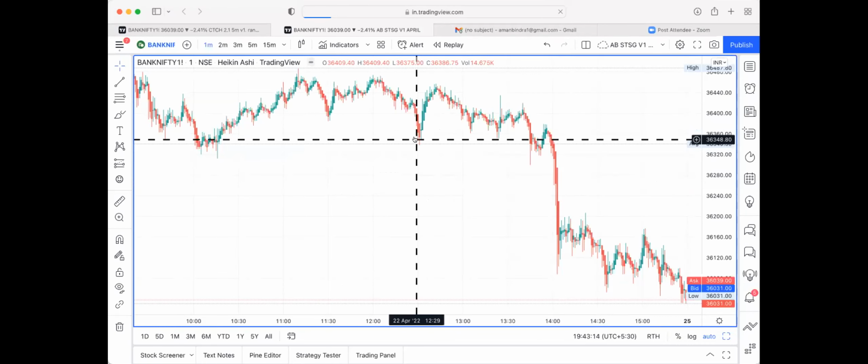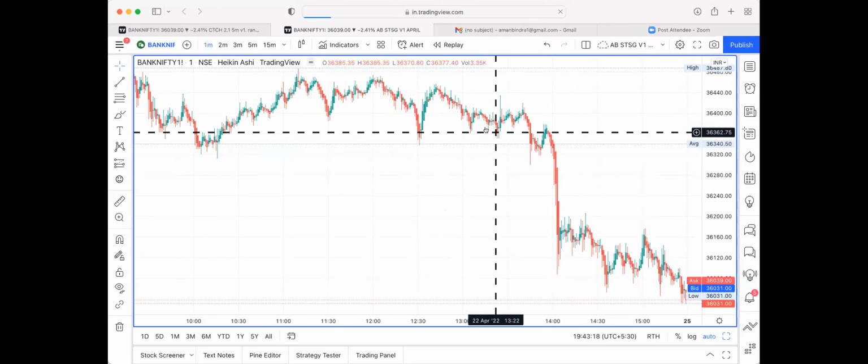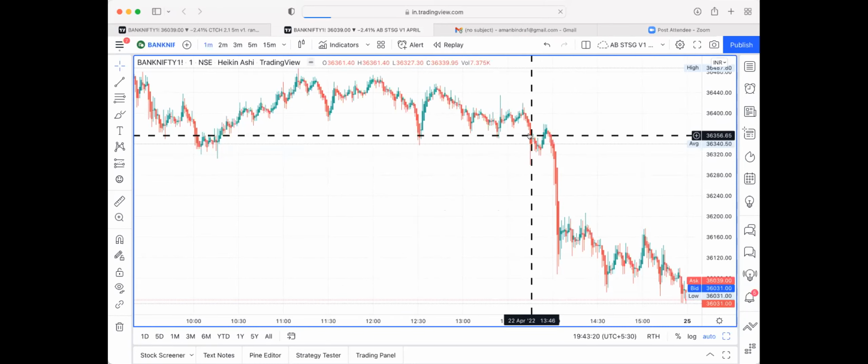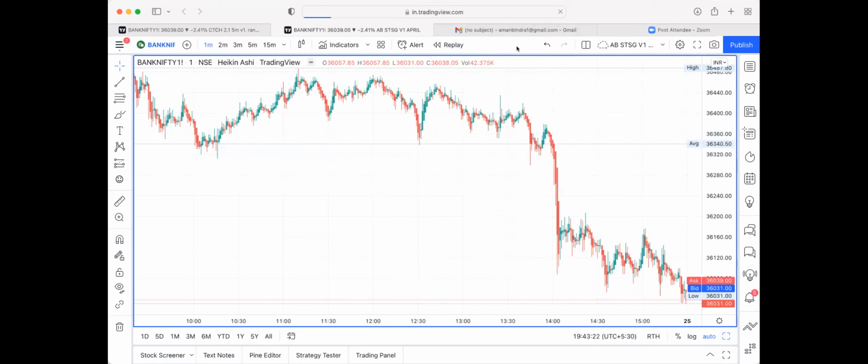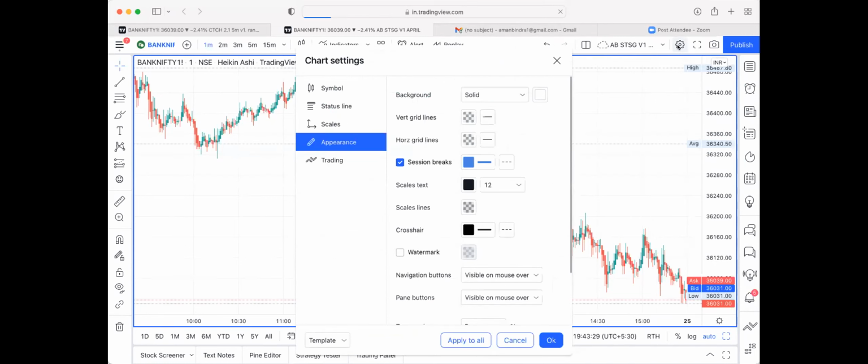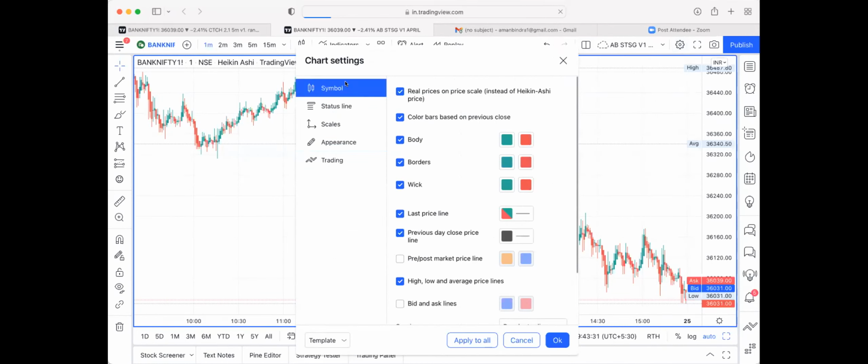So guys, this is the TradingView plain simple with 1 minute Heikin-Ashi candles, as everyone knows what Heikin-Ashi is. So first thing we need to do is go into the chart properties and change some chart properties which can help us wonders. First go to settings, and in settings in symbols, this is unclicked, we need to click real prices on price scale instead of Heikin-Ashi.